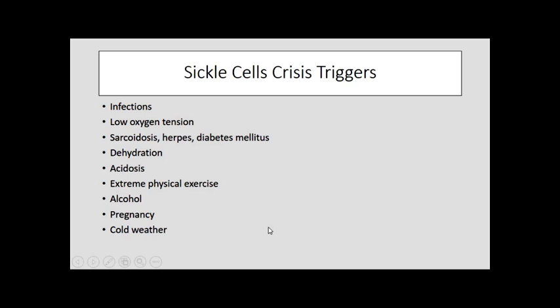An infection, any travel to high altitude places or low oxygenation places. One of the things that produces a low oxygenation, remember, is smoking. That produces hypoxemia and increased carbon monoxide. Sarcoidosis. Okay. Some infections with herpes, diabetes, also dehydration, acidosis, extreme exercise, alcohol, pregnancy, and cold weather. All of this can trigger a crisis of sickle cell anemia.